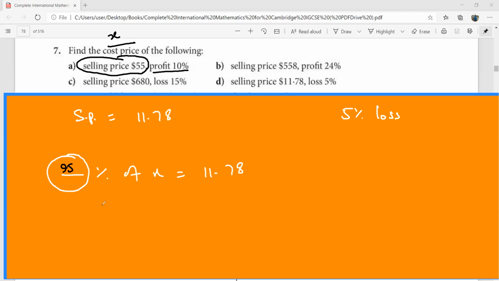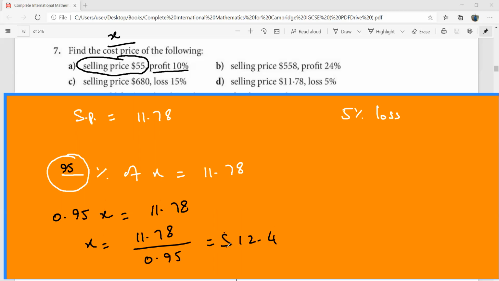Since they're decimals, we have to use a calculator. I can write it as 0.95X, that is equal to 11.78. Please tell me, what do we get when we divide 11.78 by 0.95? So what is the cost price? 12.4. Okay, this is $12.4. That is the cost price here.